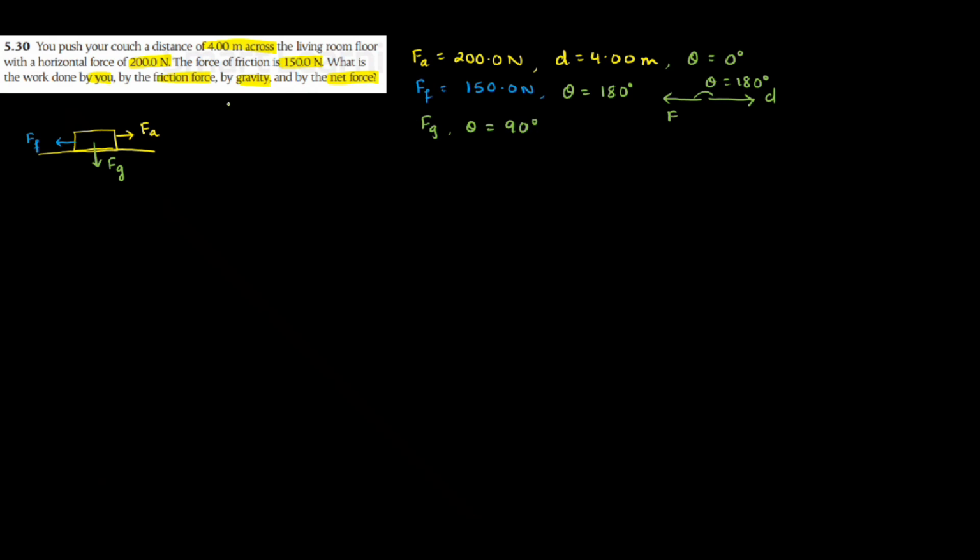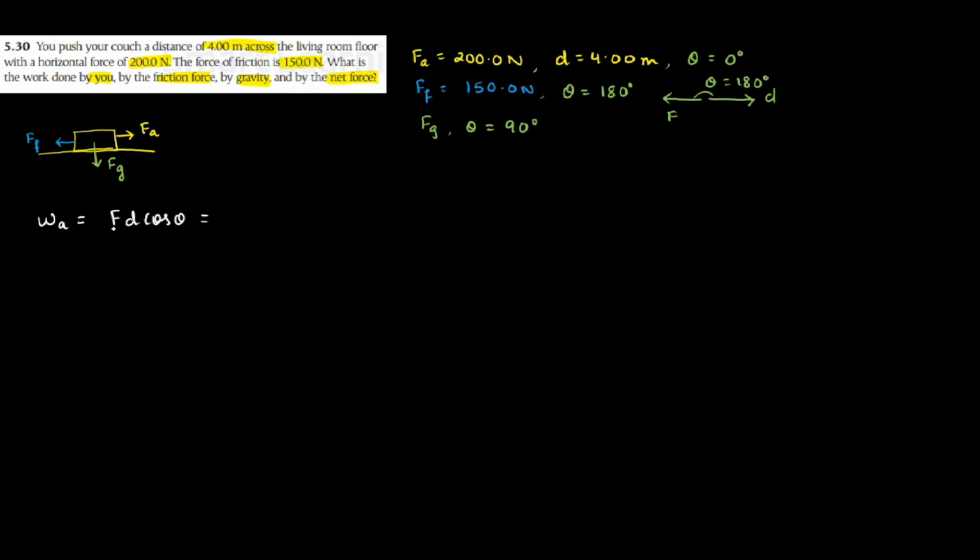I need to find work done by each of these forces. Let's start with work done by you. I will write applied force F d cosine theta. The reason I'm using theta in this equation is because here there are different forces involved and not all of them are acting in the same direction as your displacement.